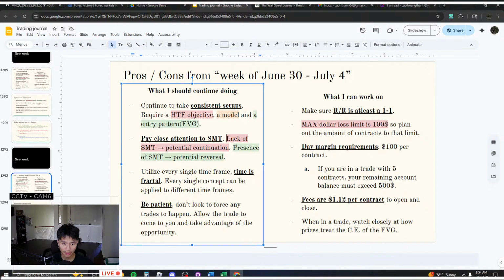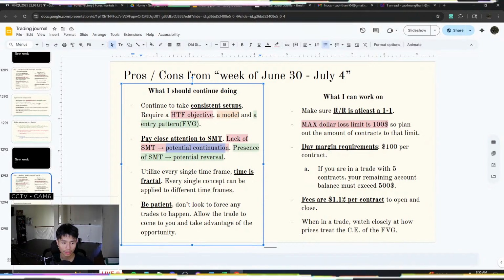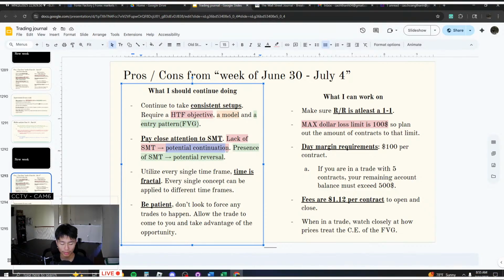So 2 things that you want to remember: a lack of SMT doesn't result in a guaranteed continuation. It's just more probable that we should continue in that specific direction. So lack of SMT, potential of continuation; presence of SMT, potential reversal. So keep those 2 scenarios in mind, and SMT is going to be really beneficial to you whenever you are in a setup.